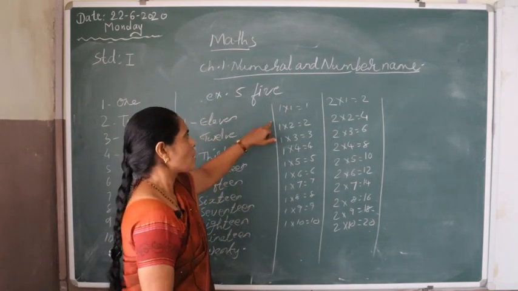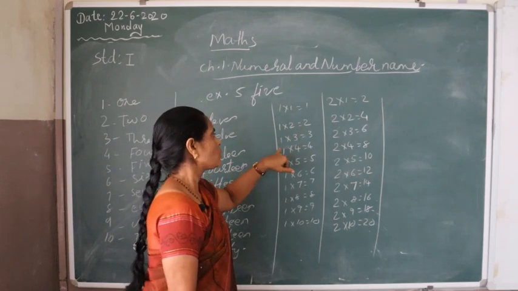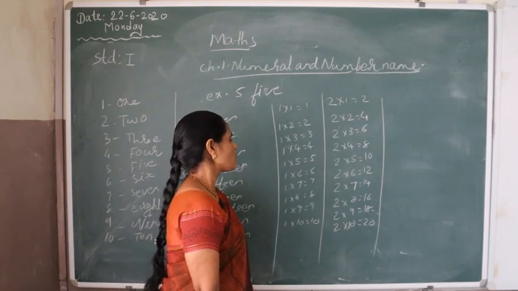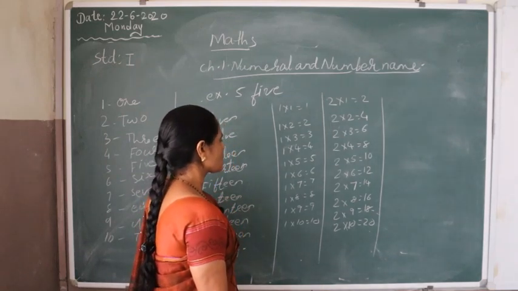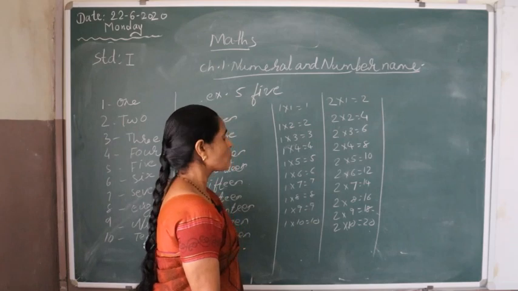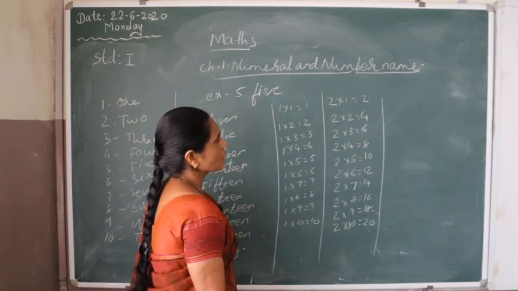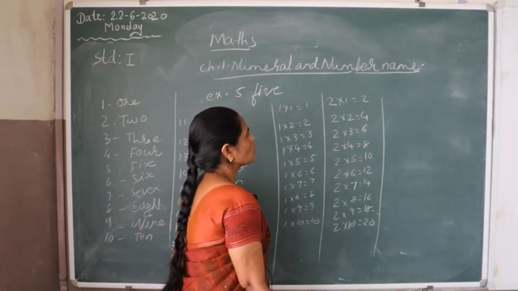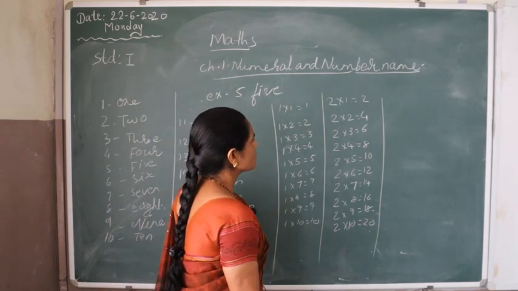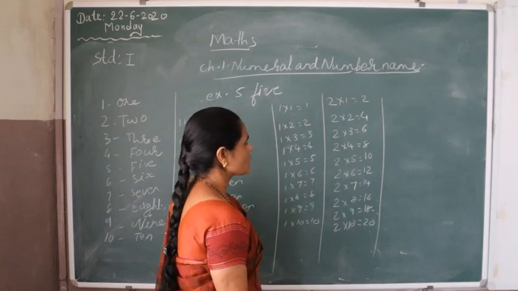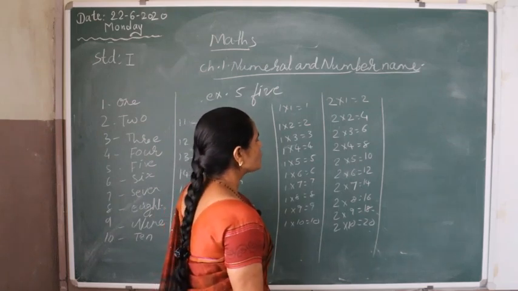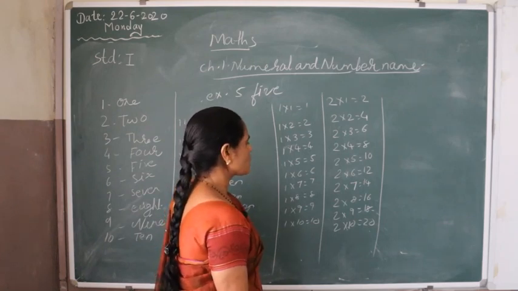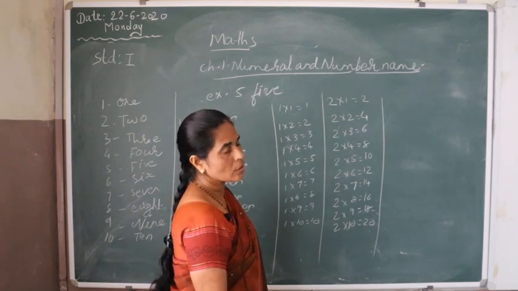Once again, 1 1s are 1, 1 2s are 2, 1 3s are 3, 1 4s are 4, 1 5s are 5, 1 6s are 6, 1 7s are 7, 1 8s are 8, 1 9s are 9, 1 10s are 10. Again table of 2. 2 1s are 2, 2 2s are 4, 2 3s are 6, 2 4s are 8, 2 5s are 10, 2 6s are 12, 2 7s are 14, 2 8s are 16, 2 9s are 18, 2 10s are 20.